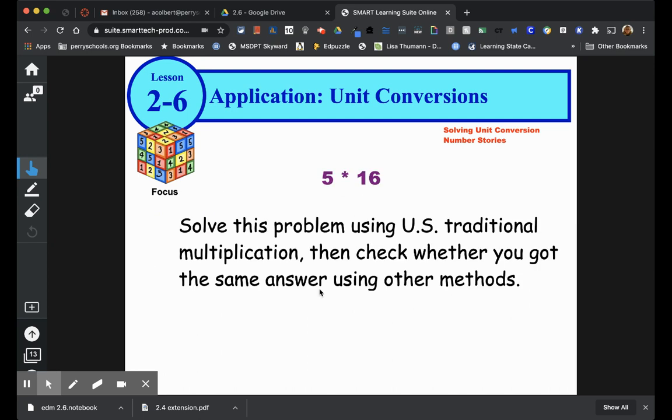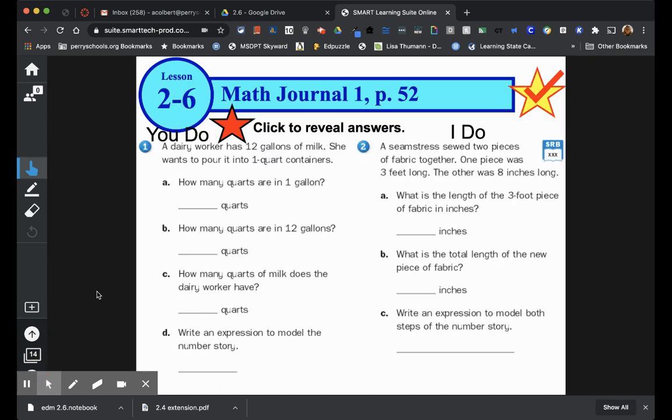But what you can do here is use US traditional and then check whether you get the same answer using another method. So you could use lattice. You could use partial product. So what you're going to do today is complete number 1 all on your own. I'm going to do number 2 for you. I'm going to talk you through this, and then you're going to solve number 1.